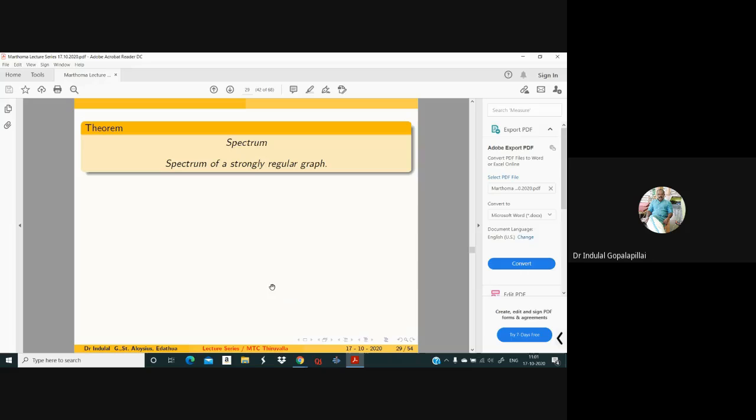In a similar way, we can find the spectrum of a strongly regular graph. So I will just sketch a line of proof. What do you mean by a strongly regular graph?